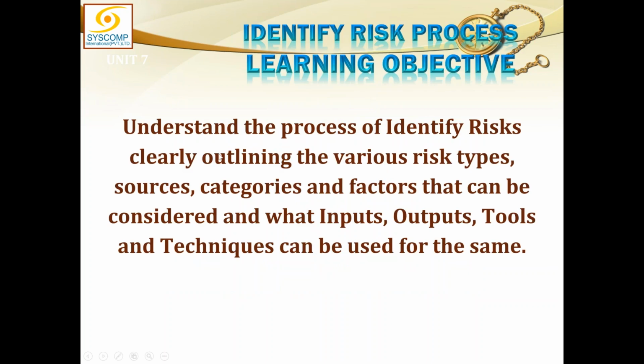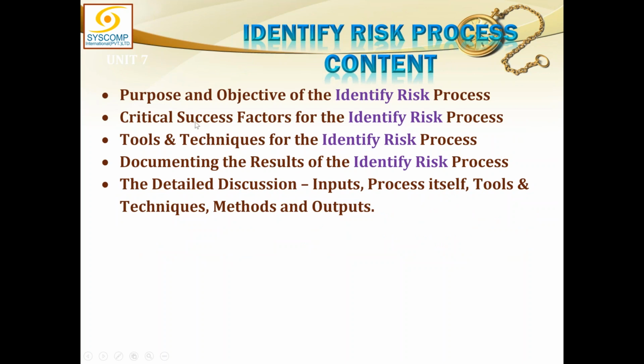So the process is to understand, we need to understand this process of risk identification, clearly outlining the various risk types, sources, categories and factors. I hope we have already discussed the risk types, sources and categories, but we'll talk a bit more about it. And the factors that can be considered, and what inputs, tools, outputs are required for the risk identification process. So the breakdown would be: we will talk about the purpose and objective of this process, critical success factors of this process, what the tools and techniques are, how to document the results, and ultimately a detailed discussion about each one of the inputs, tools and techniques, outputs, methods, etc.